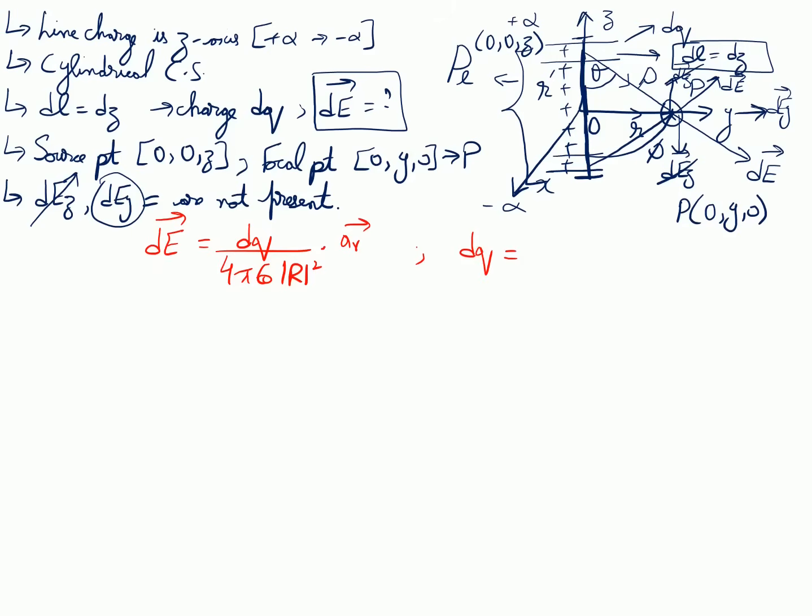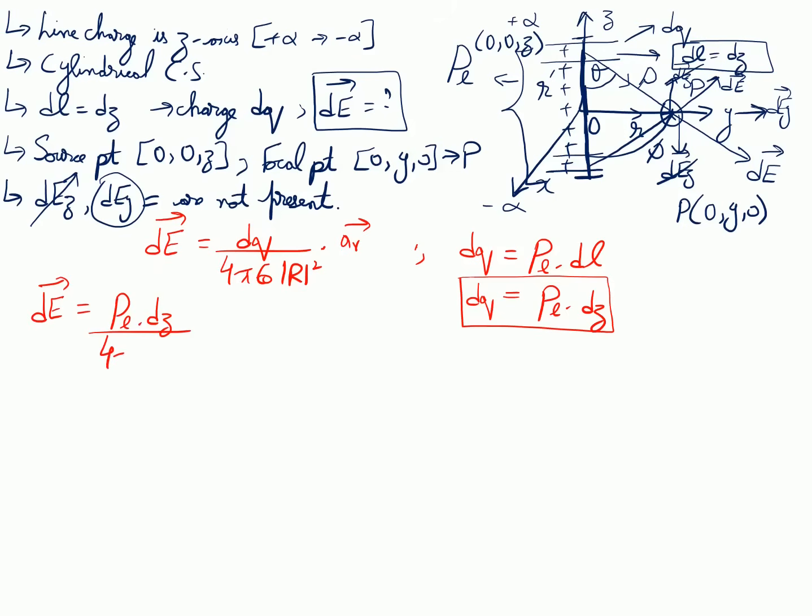We know the value of dq. The incremental charge dq is going to be the line charge density multiplied by dL, and dL in this case is along the z-axis, so it is going to be dz. This is the value of the differential charge. Inputting this value in the equation, our differential electric field updates to rho L into dz divided by 4 pi epsilon naught into absolute r squared into a of r.